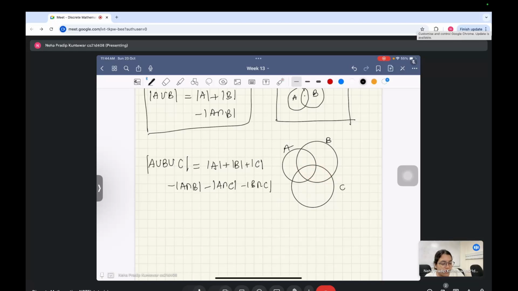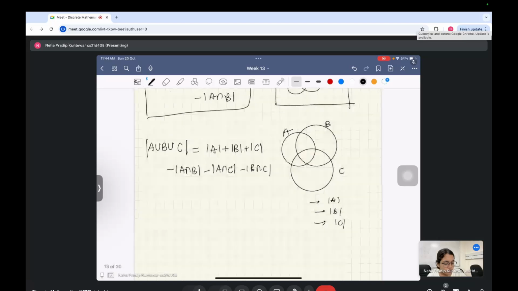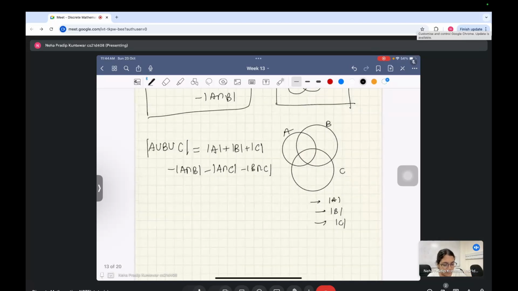But now let's count how many times this small shaded part here got added. Maybe I'll write this down. It got added once for A. It got added once for B also, because it is also in B. And it got added for C also. So it got added thrice, but we also subtracted some terms.